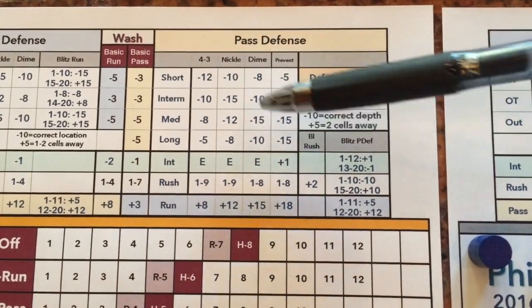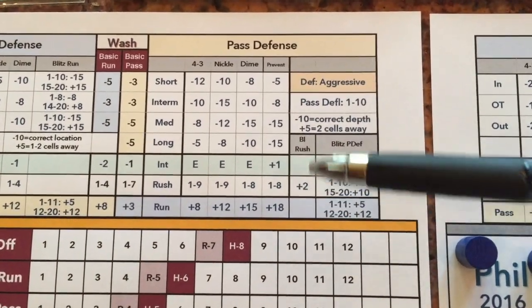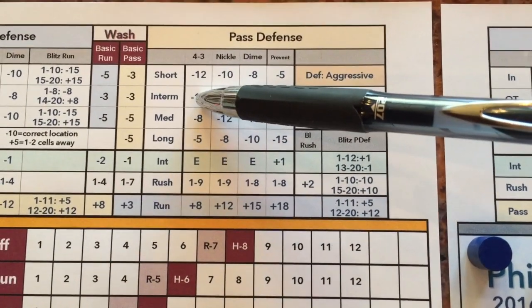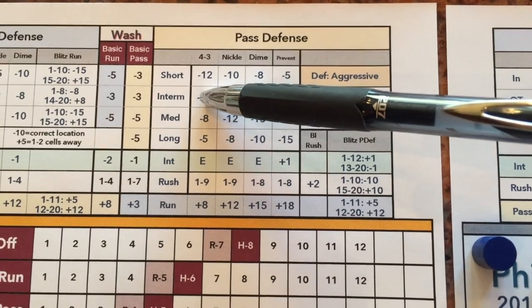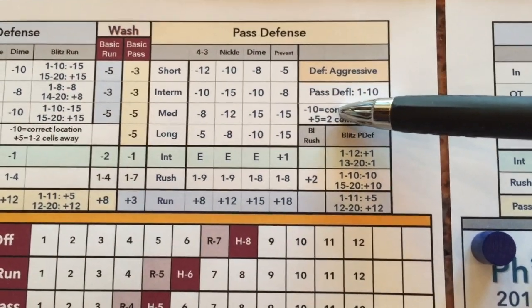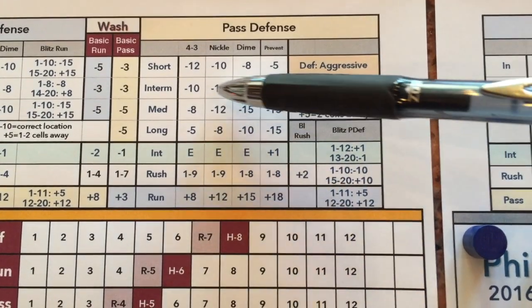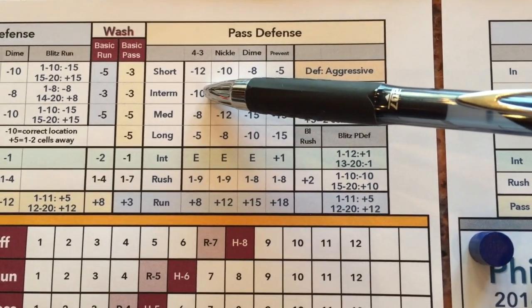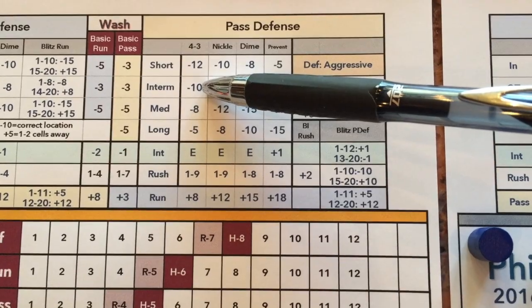And then if you selected a pass, say for instance they were playing a 4-3 defense and they actually played the intermediate pass, so that's with depth of the pass. So they'd have a minus 10, and because they had the correct depth, another minus 10. So the result on the quarterback rating number would be a minus 20.